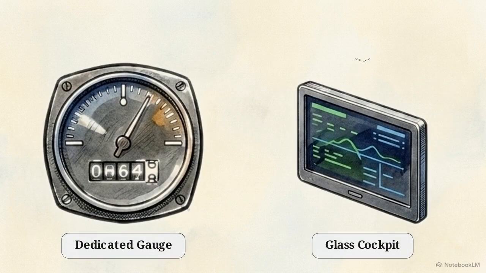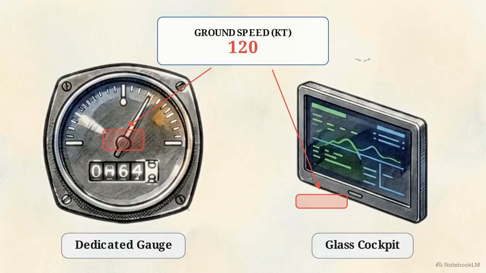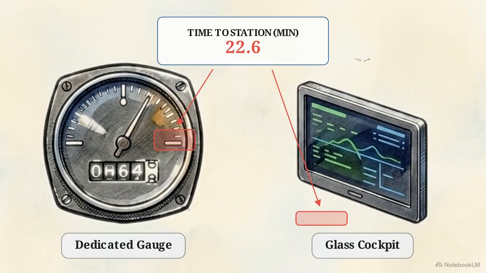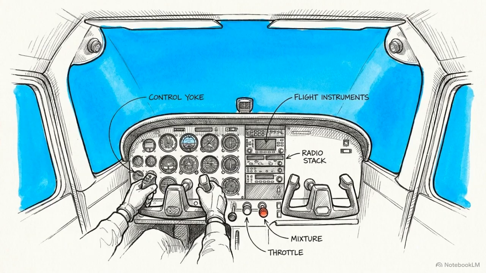Whether using a dedicated gauge or a glass cockpit, you receive 3 critical readouts: distance to the station in nautical miles, calculated ground speed in knots, and elapsed time to the station in minutes. By linking the radio frequencies and consolidating these 3 data points on a single screen, the system calculates your position for you. You spend less time doing manual math and more time flying the aircraft.